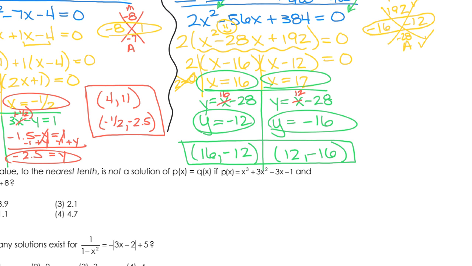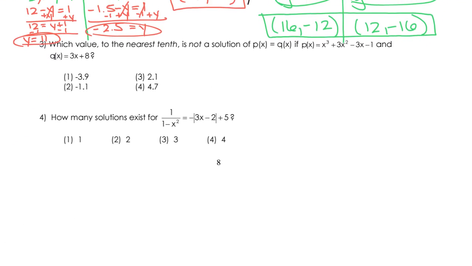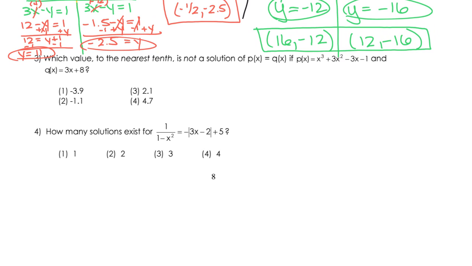Okay. All right, so let's take a look, guys, at what we have down here in number 3 and number 4. When they ask you multiple choice questions based on solutions of 2 equations, we can 100% use our calculator, but we do have to know how to use our calculator in order to figure that out, all right? So in number 3, it says, which value to the nearest tenth is not a solution of p of x equaling q of x? When they say one equation equals the other one, they're saying intersection.